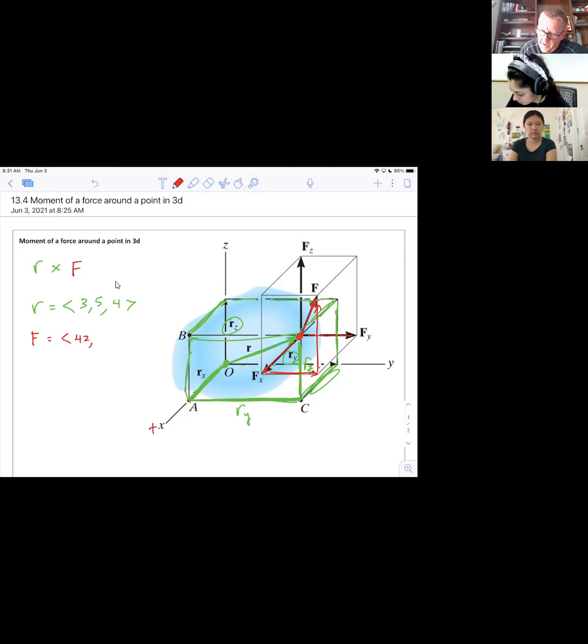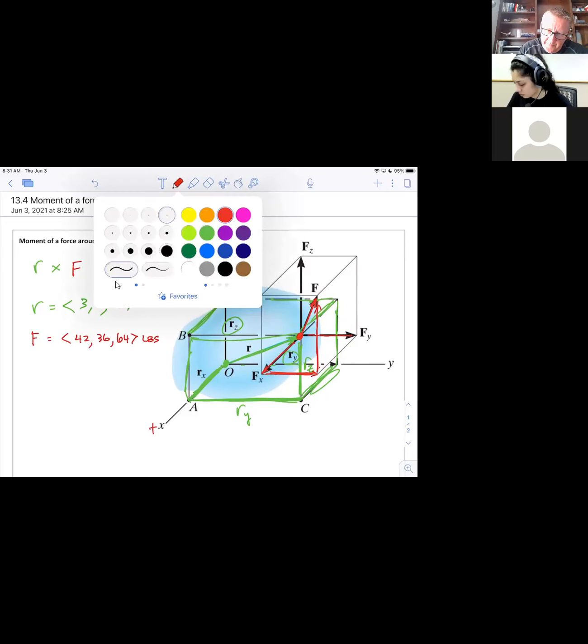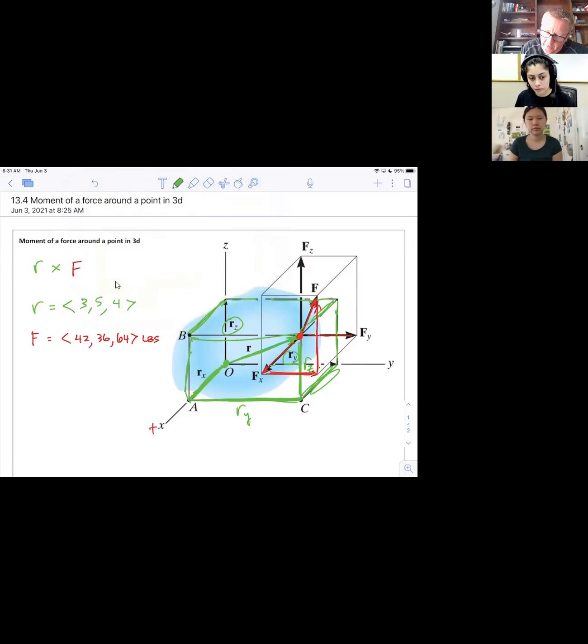But then Y here, force of Y, that's smaller than that. So maybe that's 36 pounds. And then Z is taller than all of them. Z is longer proportionally than the other ones are. So I'm going to say that's 64 pounds. So these are all pounds, like the X in pounds, the Y in pounds, the Z in pounds. And for the radius, these are all feet, let's say. 3 feet, 5 feet, 4 feet.